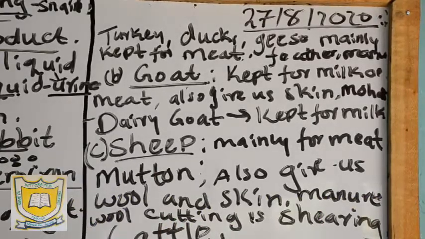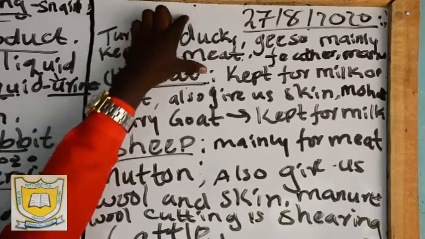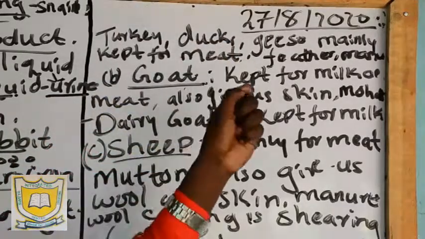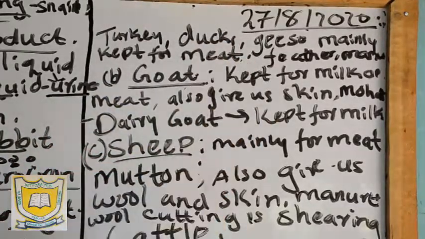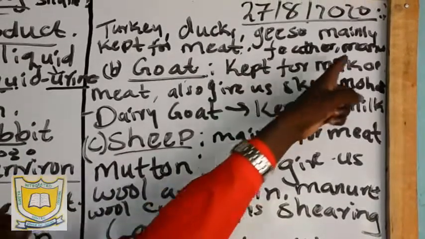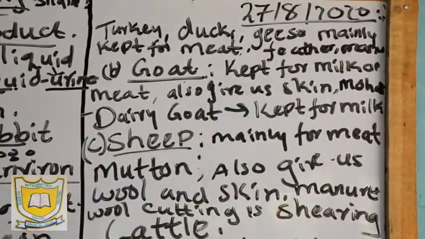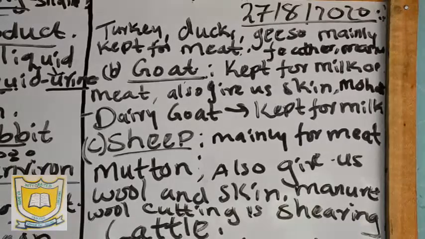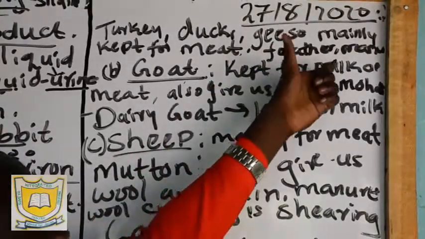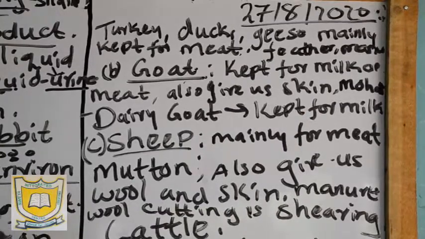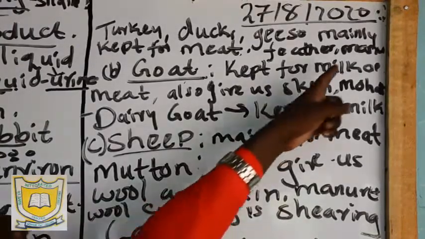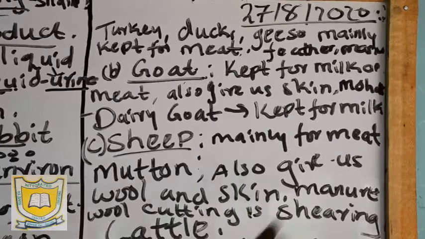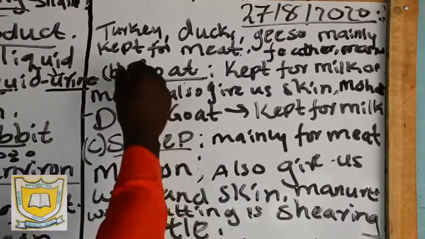From poultry, these animals are covered with what we call feathers. Feathers are also a product of poultry. Also, we get manure. When pellets and droppings are produced from these birds, these products are collected somewhere. When they decompose, they lead to manure. This manure is used for farming and in our agricultural farms.